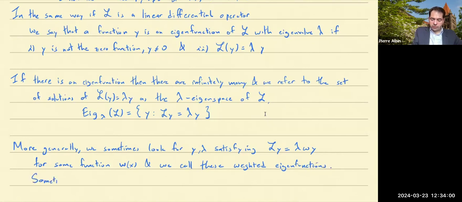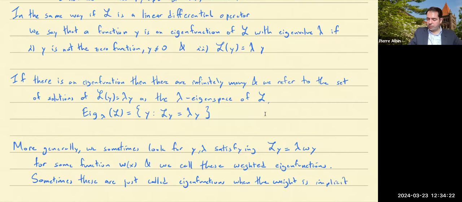Although in some books, you'll find that sometimes these are still just called eigenfunctions when the weight is implicit. So sometimes the weight will be clear from context, or the weight will just always be there, and these will just be called eigenfunctions, even though they're really weighted eigenfunctions.